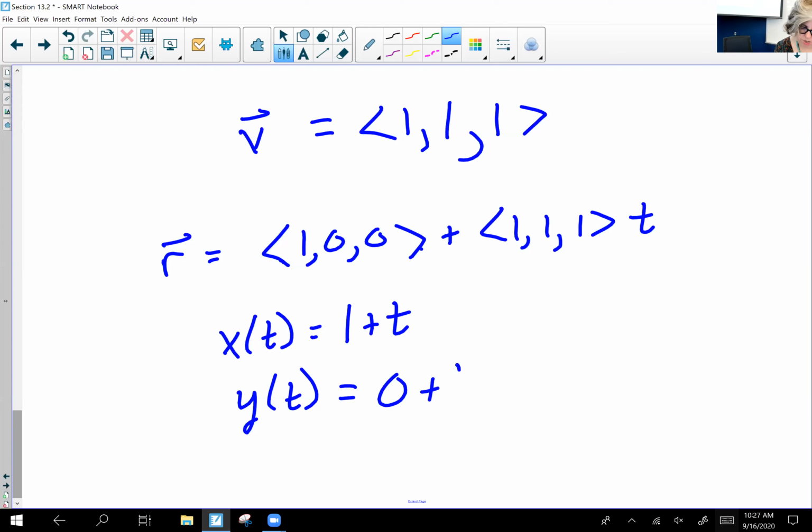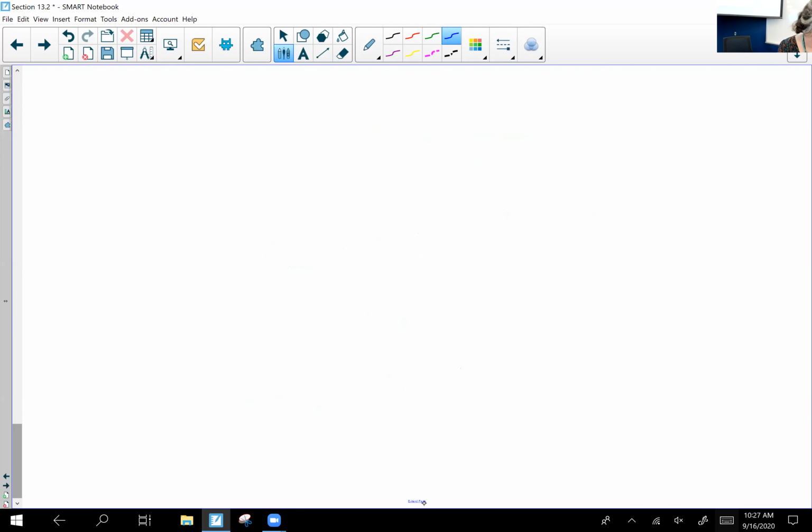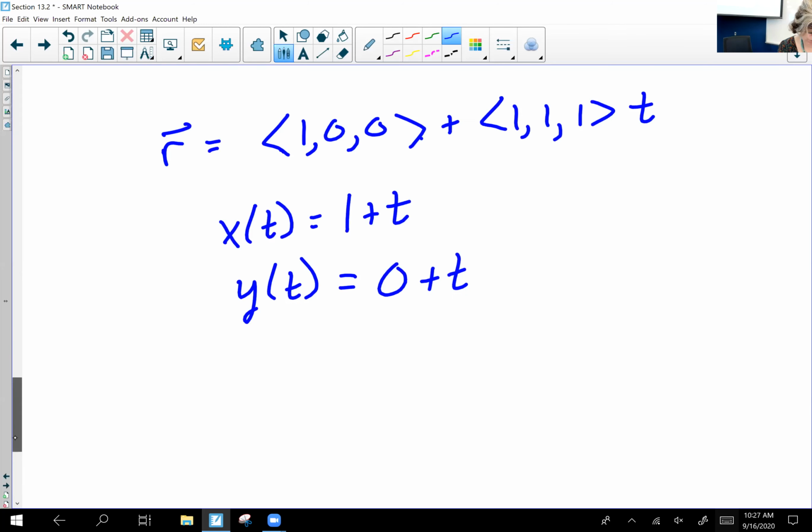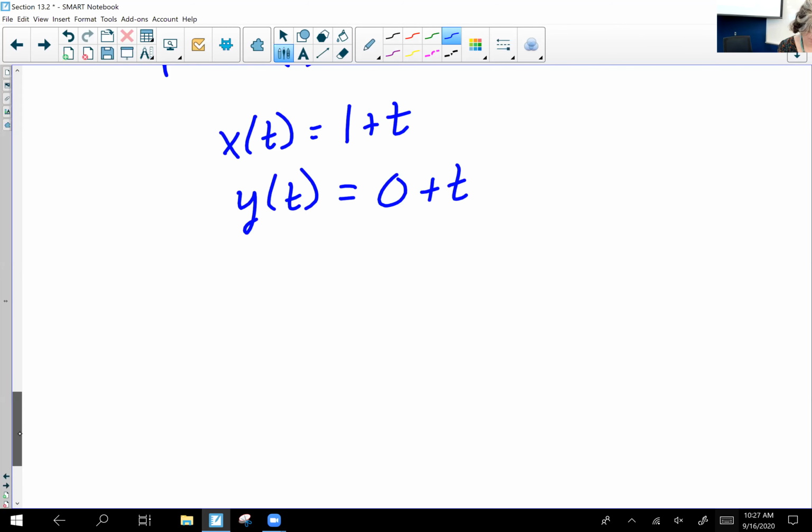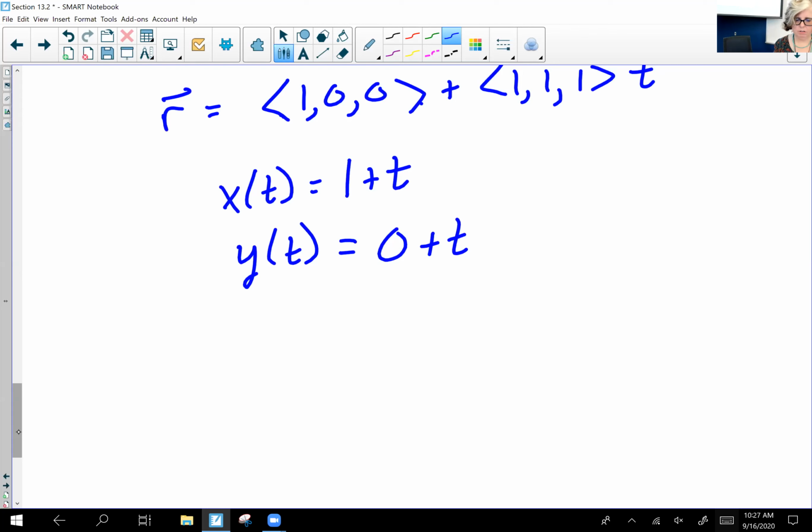0 plus t, and then z of t. Oh my goodness gracious, screen jumps. Okay, let me back away. Let it settle. Z of t then equals 0 plus t. I don't think WebAssign wants the zeros in there.